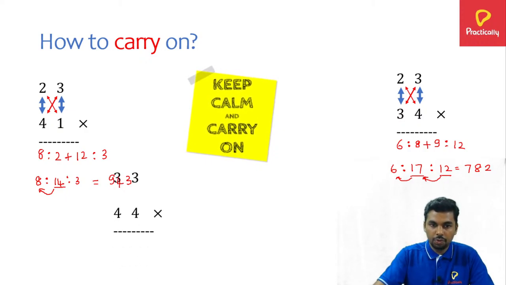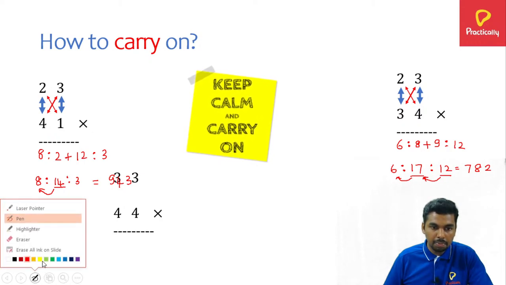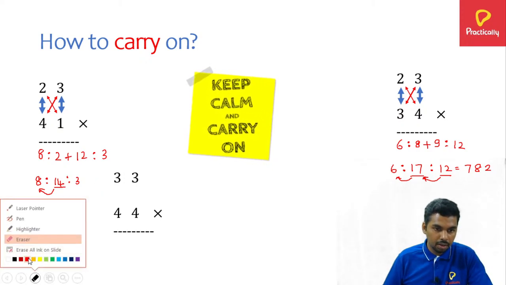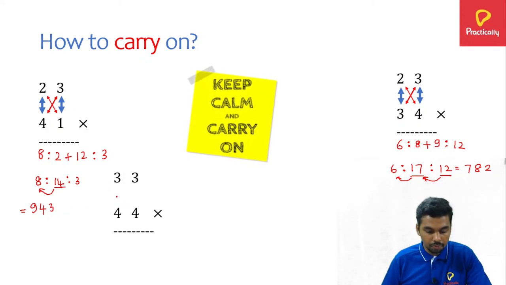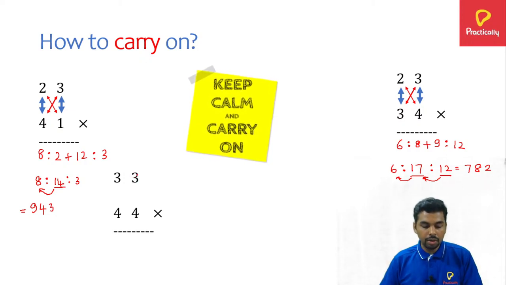Let us verify if you have understood. So you can do this problem. 33 multiplied by 44. This time I'll give you 45 seconds because this involves carry. So here the answer is 943. Is the answer. Okay. So everybody starts now. Your time starts now. I'll wait for at least two students to write the answer on the chat box.